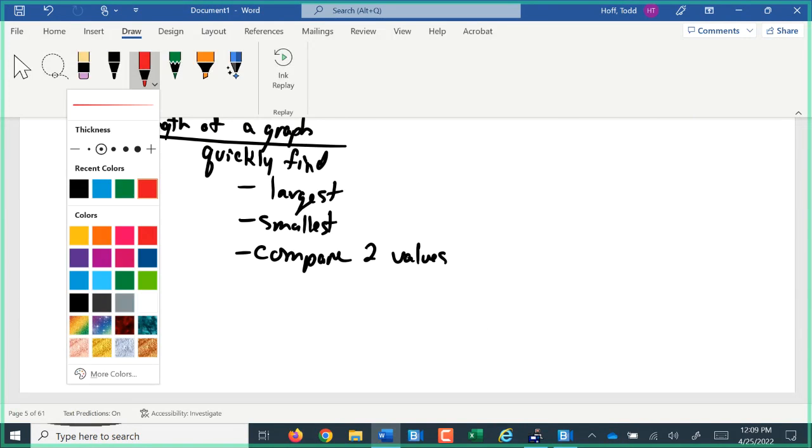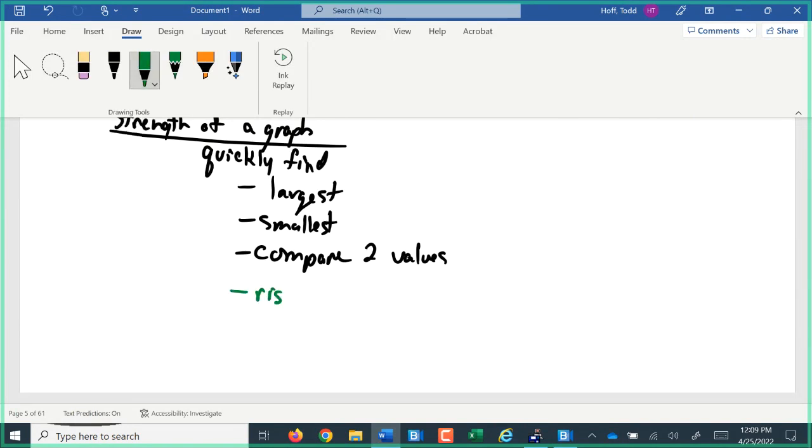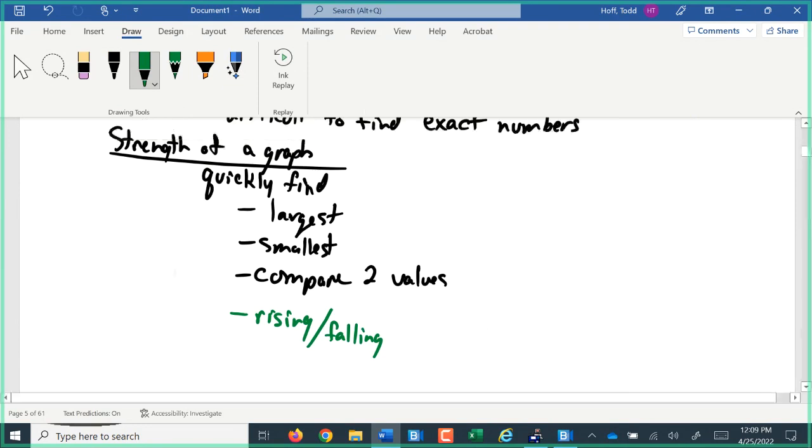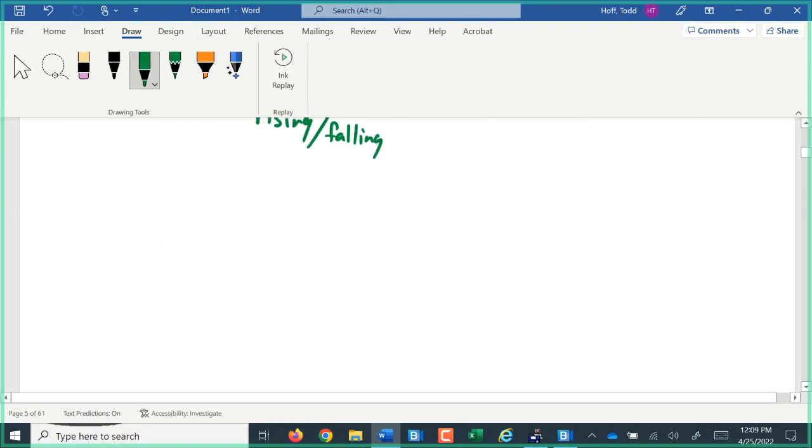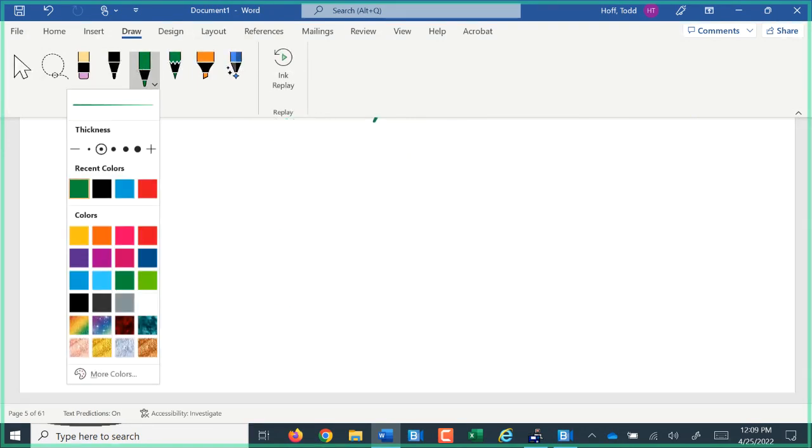And in some types of graph, like the line graph, we can see when things are rising or falling. Like I said, the exact numbers, not so good with the graphs. That's what tables are for. We'll look at data tables in our unit 5 for statistics.